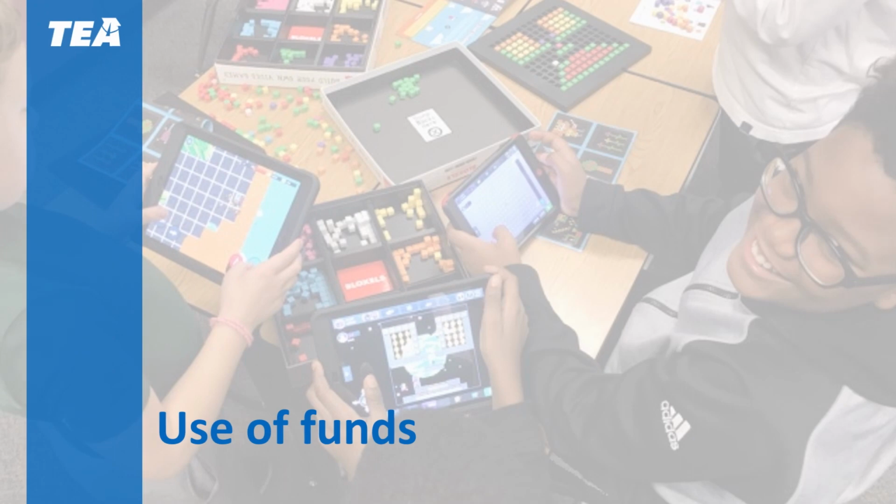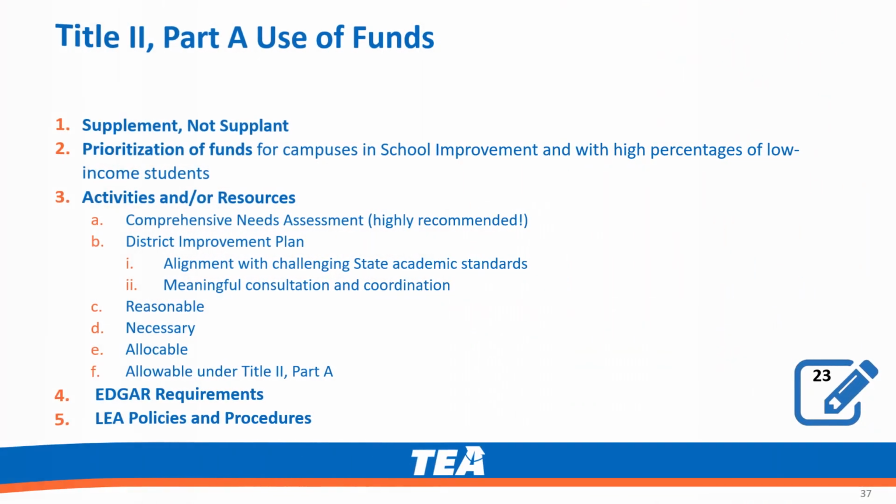Now, let's talk about uses of funds. We do have a use of funds one-pager for Title II Part A available as a resource on our website, as mentioned earlier. When the LEA is deciding how to use its Title II Part A funds, the LEA must ensure that the activities are supplemental. The LEA has prioritized the use of Title II Part A funds for campuses that are in school improvement and for campuses that have high percentages of low-income students.